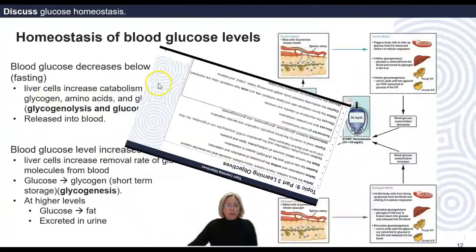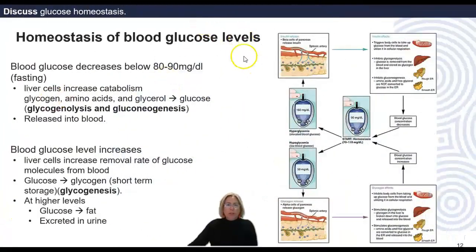In terms of homeostasis of blood glucose levels, remember that this is under hormonal control and predominantly the hormones insulin and glucagon from the pancreas. Of course, there are other ones like cortisol that are involved, but we're just going to talk about these ones. Okay, so homeostasis of blood glucose levels. Anywhere between 70 to 110 milligrams per deciliter is normal.